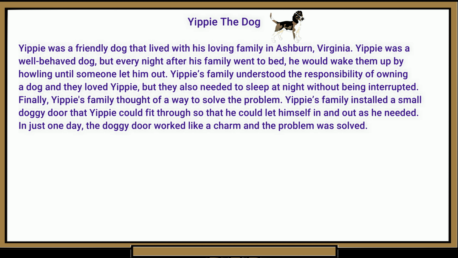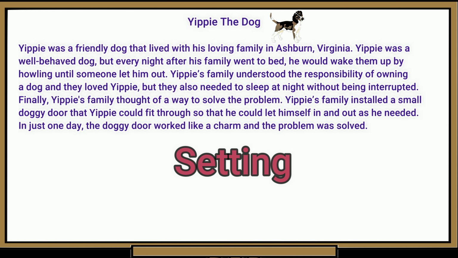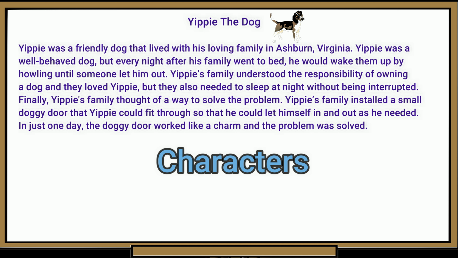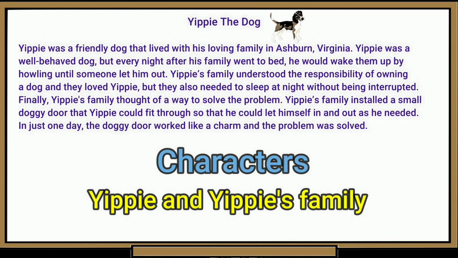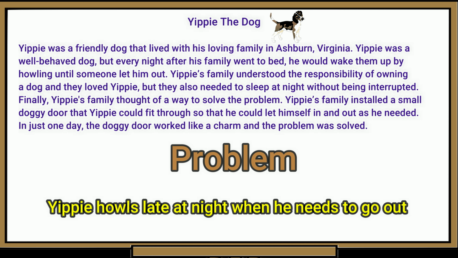Let's review some of the story elements that we learned. The plot of the story features a dog that needs to go out at night and is waking up his owners. The setting of the story takes place in Ashburn, Virginia. The characters mentioned in the story are Yippie and Yippie's family. The problem is that Yippie needs to go out at night and he howls until someone lets him out. Yippie wakes up his whole family and causes a lack of sleep for everyone.